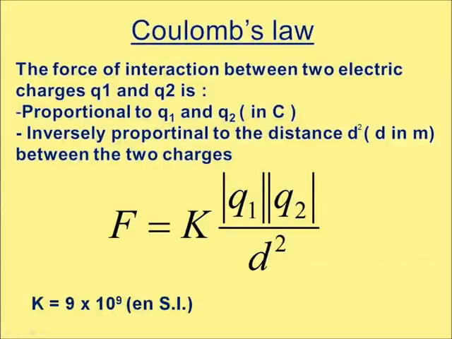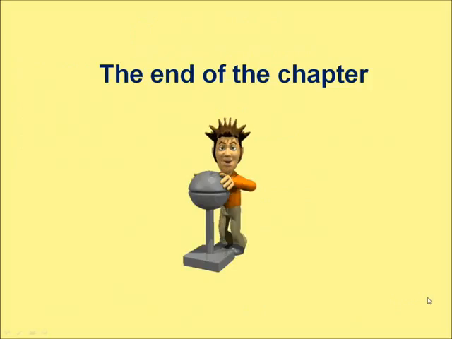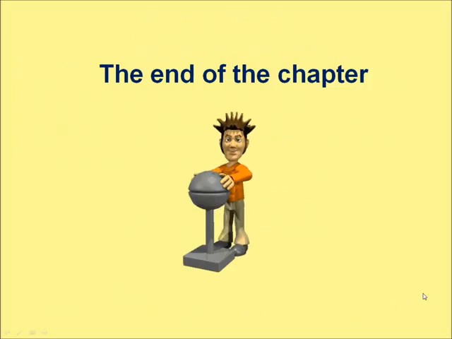Coulomb states his famous law. It's about the force of interaction between two charged bodies. It's proportional to the charges Q1 and Q2 of the two bodies, and inversely proportional to the distance squared between the two bodies. Q1 and Q2 should be expressed in Coulomb, and the distance should be expressed in meters. K is 9 times 10 to the power 9, and it's assumed to be constant in air. This is the end of the chapter.